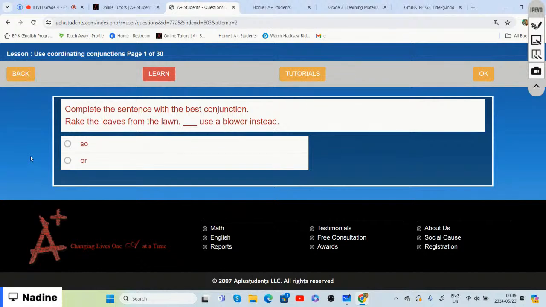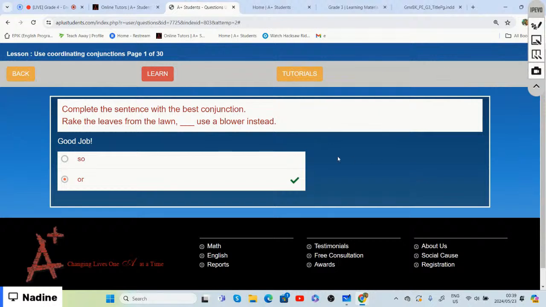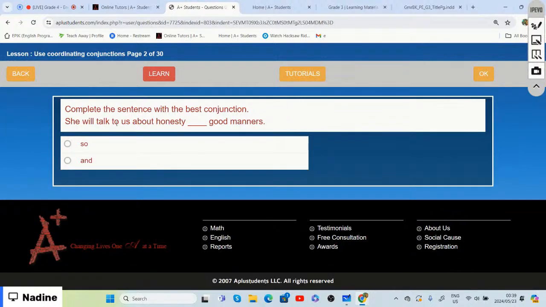All right, then if we were to choose the correct one, we can say rake the leaves from the lawn or use a blower instead, right? She will talk to us about honesty. Do we say so good manners or do we say and good manners? Which one is the correct one? So or and?